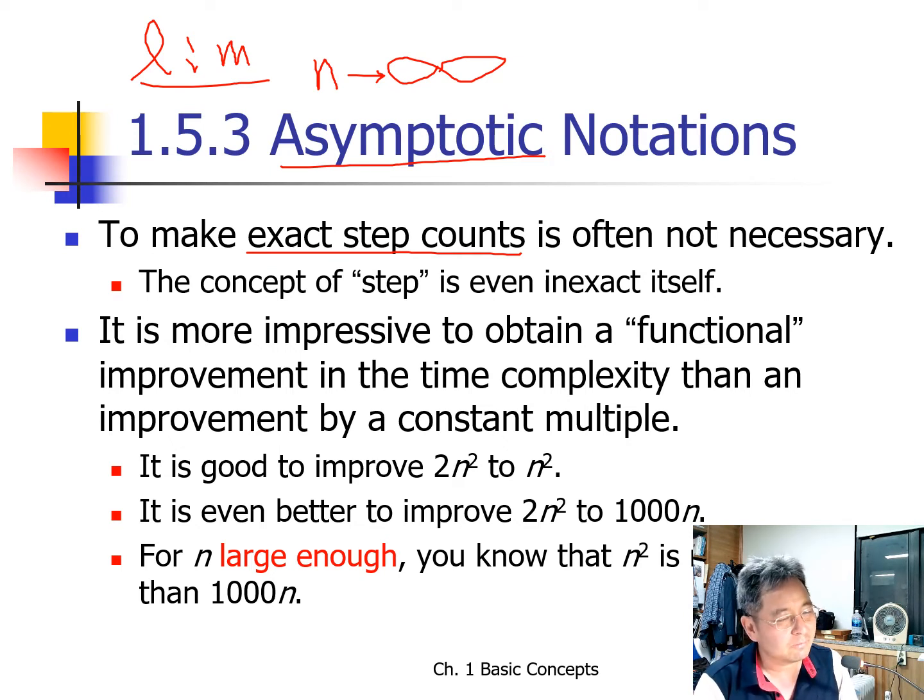Okay, so for example, 2n squared and n squared. If you consider these two values, of course 2n squared is larger than n squared. But how about when n becomes very large? Then I think 2n squared and n squared become very similar.